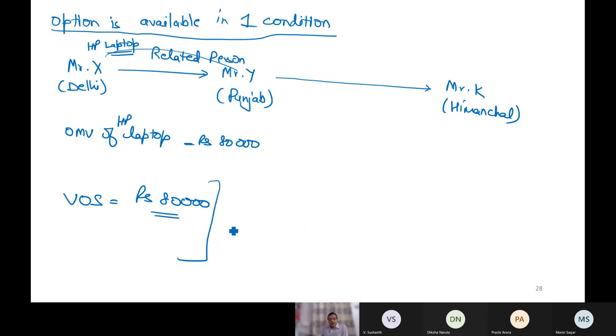Till this point, I hope there is no issue. But I have another option available, which is optional on Mr. X's part. It's the choice of Mr. X, but he can take the value of supply as 90% of the price. Now this Punjab person, who is the recipient, wants to sell this HP laptop further as such, without any change.